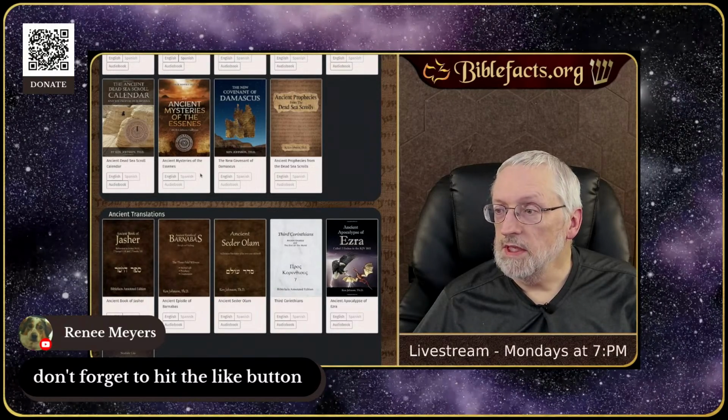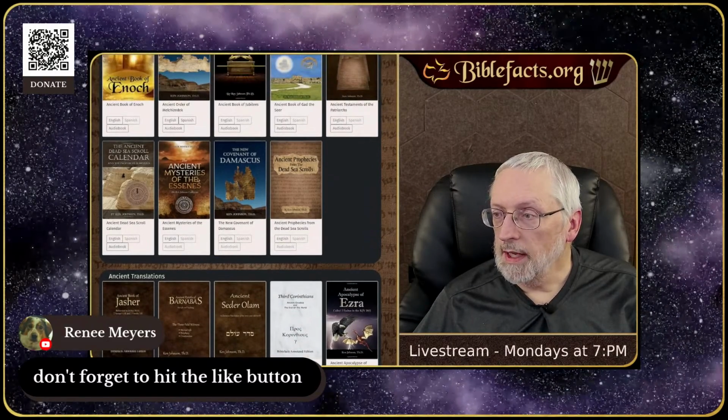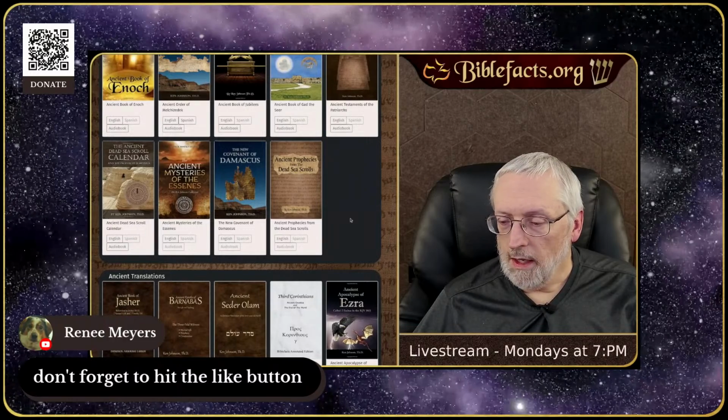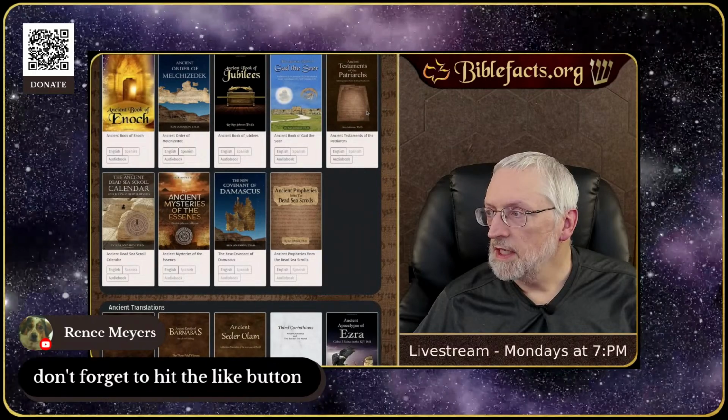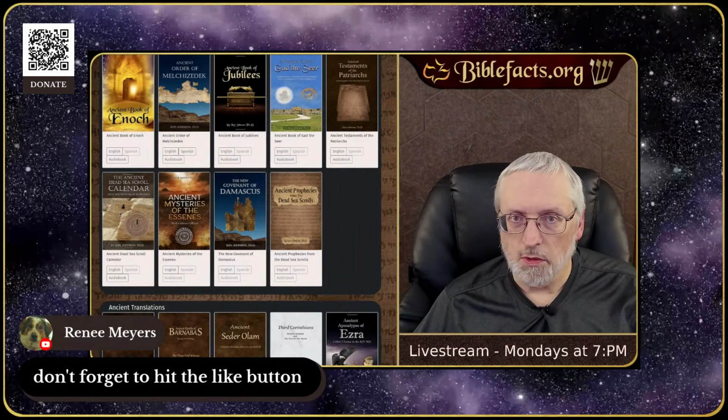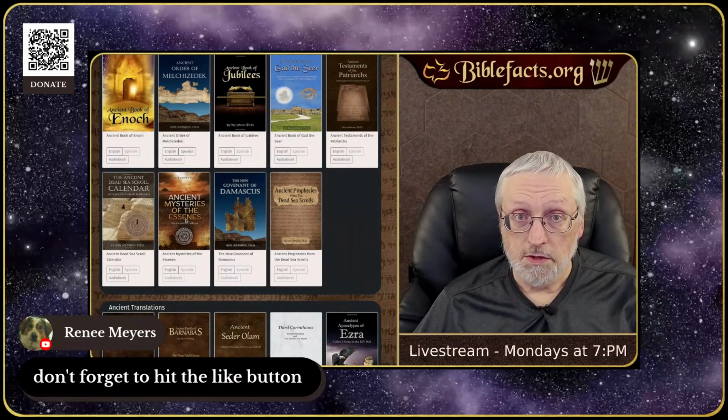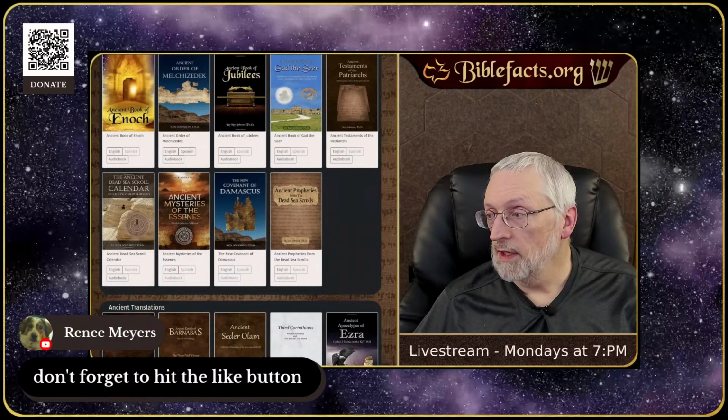So then we have Mysteries of the Essenes. That's actually a book I did with Skywatch TV. What we did is we took Gad the Seer, Testaments of the Patriarchs, and the Dead Sea Scroll calendar, and they put it together. So if you already have the 3, you don't need the 1, or vice versa.